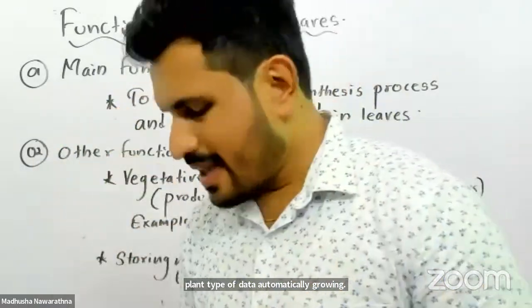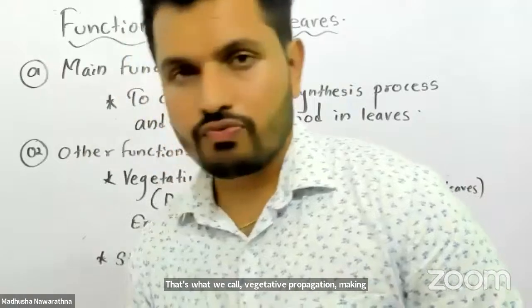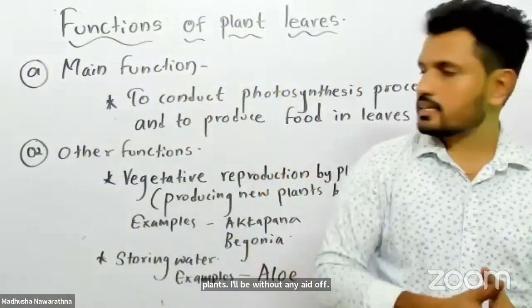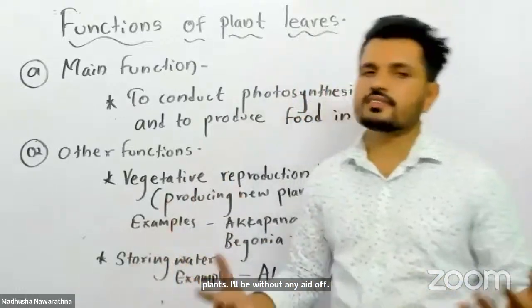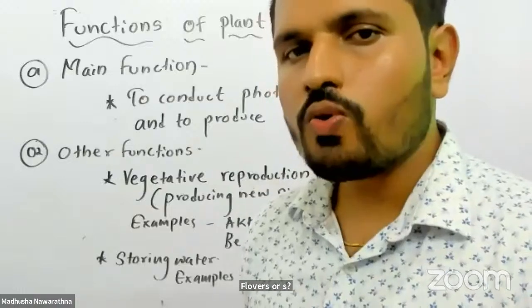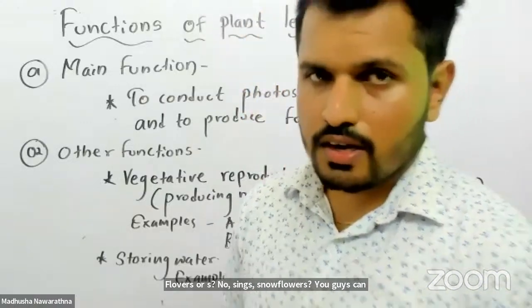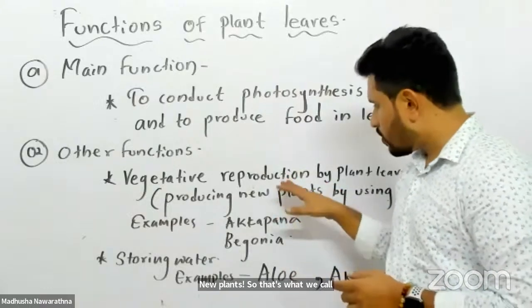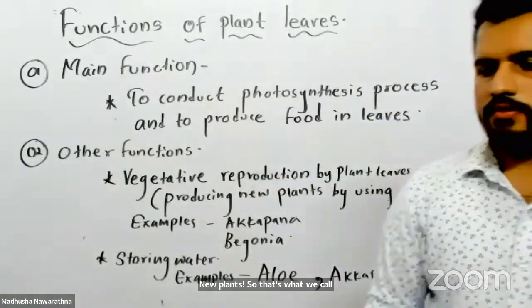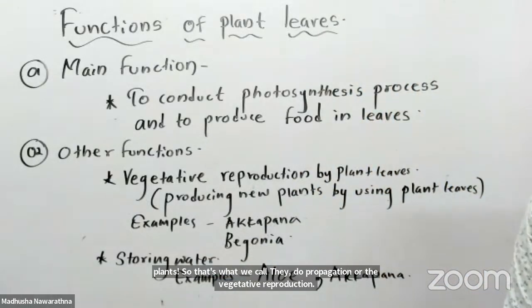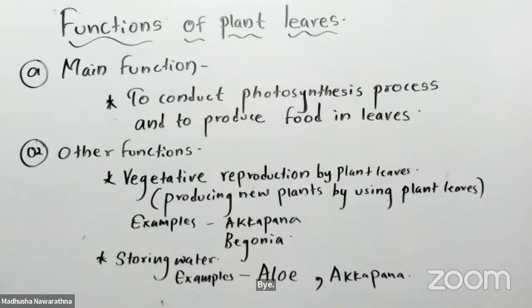So that's what we call vegetative propagation: making new plants without any aid of flowers or seeds. Now, no seeds, no flowers. You guys can observe new plants. So that's what we call vegetative propagation or the vegetative reproduction by leaves. Hurry up and copy. Done. Okay.